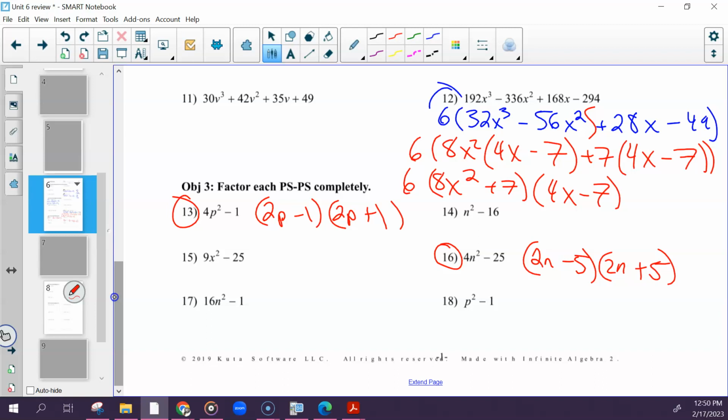Yes. It doesn't matter. Okay. On to the next page.